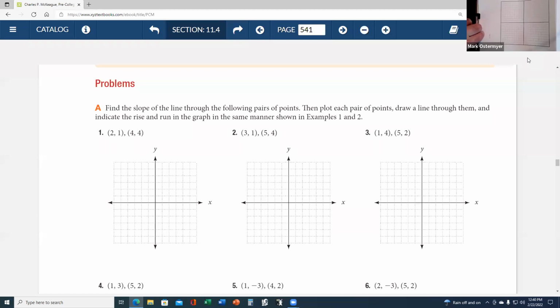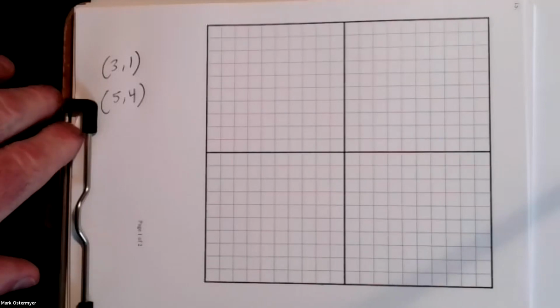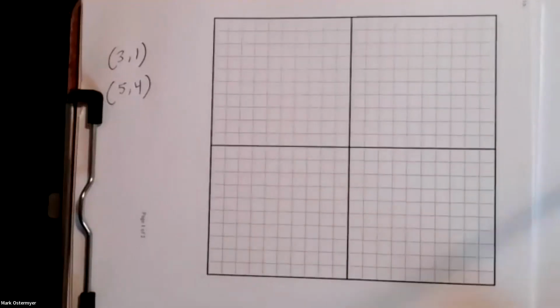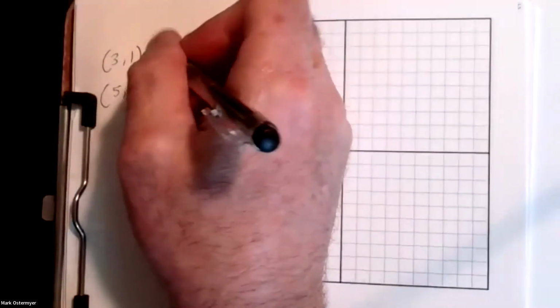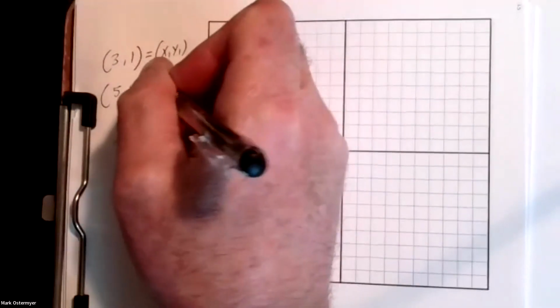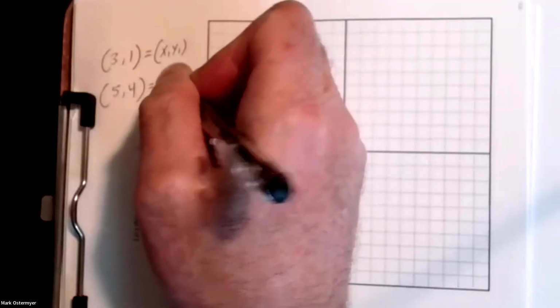I'm going to try problem number 2 here. They give us two points on a line, (3, 1) and (5, 4). They want us to compute the slope of this line that contains these two points, and then plot them and indicate the slope geometrically. I'm going to call this point (3, 1) my first point, x1, y1, and I'll designate (5, 4) as my second point, x2, y2.